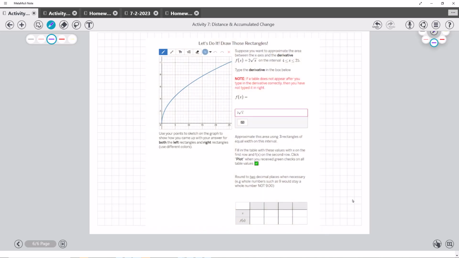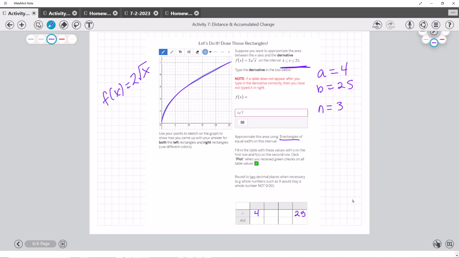All right, so some of the key things here that I see is, of course, this graph right here is my f of x equals 2 square roots of x. That's my graph. This is very important. My A in this case is 4. That's my starting value. My B is 25. So I actually could go ahead and put those here in the table, 4 and 25. But how do I get these values in between? Well, it says using 3 rectangles of equal width. That's N. So N is 3.